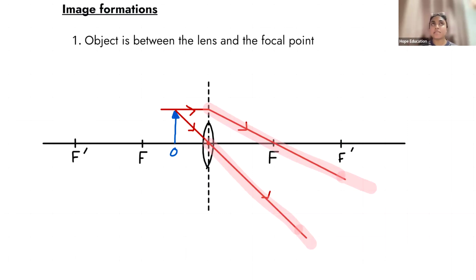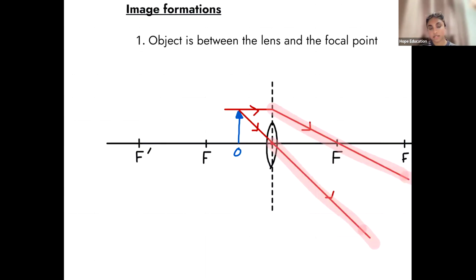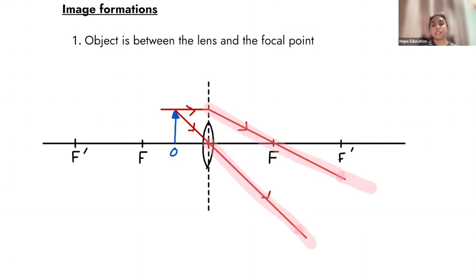No, because they are going further and further away from each other. So what do we do? In order to find the image, what do I do next? You all know this. Yes, we are going to extend the light rays backwards. If the refracted light rays are not meeting at the front, we have to extend them backwards. Give me a second.